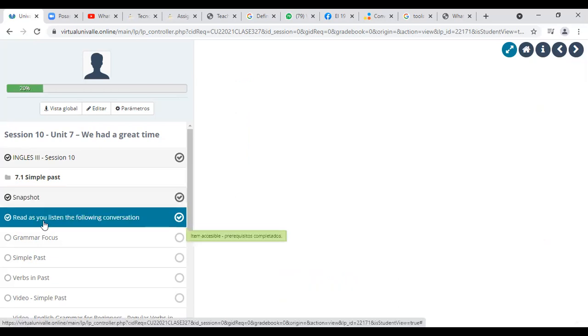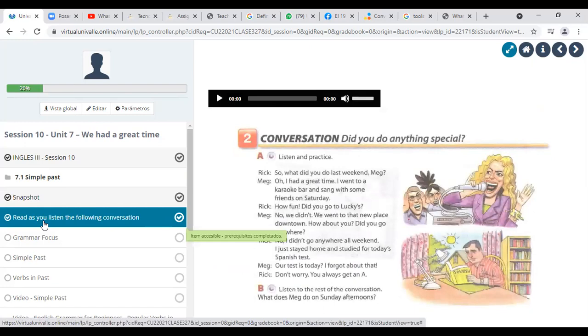Also, you will have a track, you will have a conversation. Did you do anything else? You're gonna listen to the conversation between Rick and Meg talking about what they did on a special day. Okay, so we're gonna listen to the track and then you're going to practice.